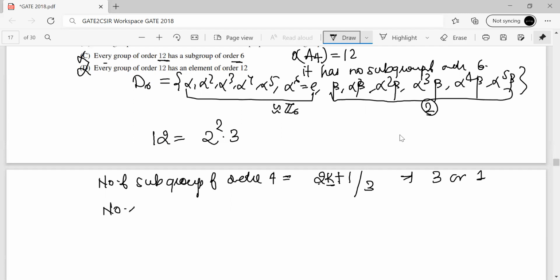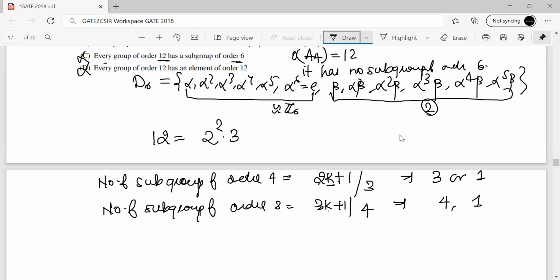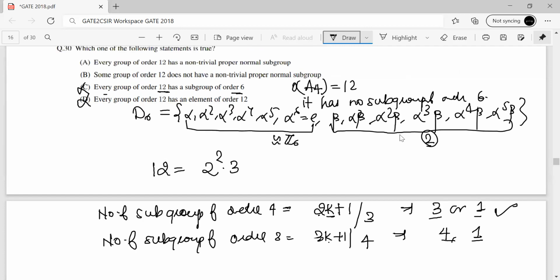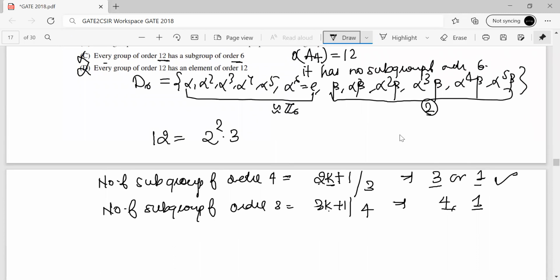Let's check for order 3. The number of subgroups of order 3 will be 3k plus 1, which should divide 4, so it is only possible when k is 1. That means 4 is there, and 1 is there. So the number of subgroups of order 4 can be 3 or 1, and of order 3 can be 4 or 1. If it is just 1, then that will be normal. But since there are 3 and 4, we have to consider the choices.